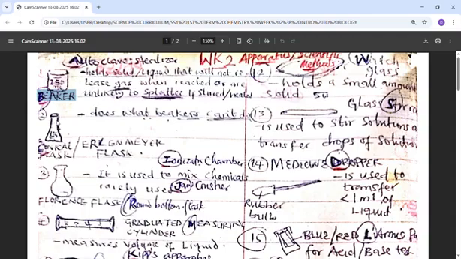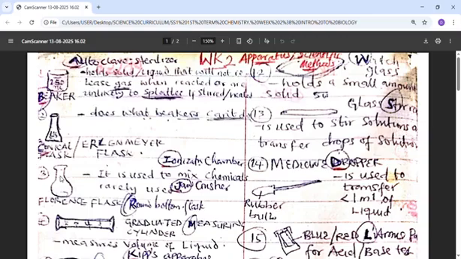So the second one, conical flask. For this conical flask, it can take substance that can splatter, unlike beaker. So that's why the neck is bottle neck. So the name is conical flask because it looks like a cone. It's also known as Erlenmeyer flask.